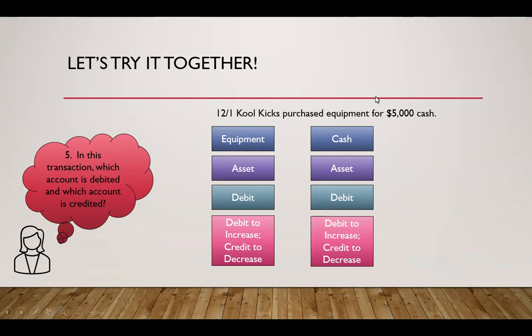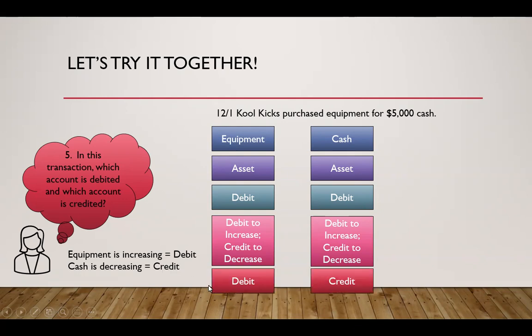So the company is getting more equipment. So equipment is going up, but we're using cash to get this equipment. So cash is going down. So in this transaction, we debit equipment and we credit cash. Now, keep in mind, if you didn't watch the previous video, or if you forgot because you're well versed in the banking world, debits and credits are reversed because the bank sees your account as a liability. So how we look at debits and credits changes a little bit.